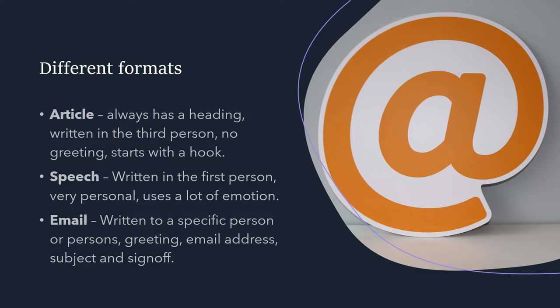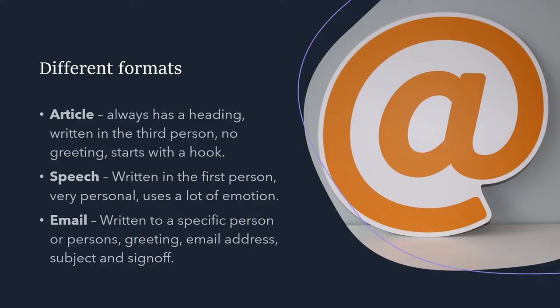Next, we have speeches. These tend to be written in the first person, so it's written from a person's point of view, saying I. They can be very personal and they can use a lot of emotion. Next, we have emails, which are written to a specific person or persons. They usually have a greeting, an email address, a subject, and a sign-off.